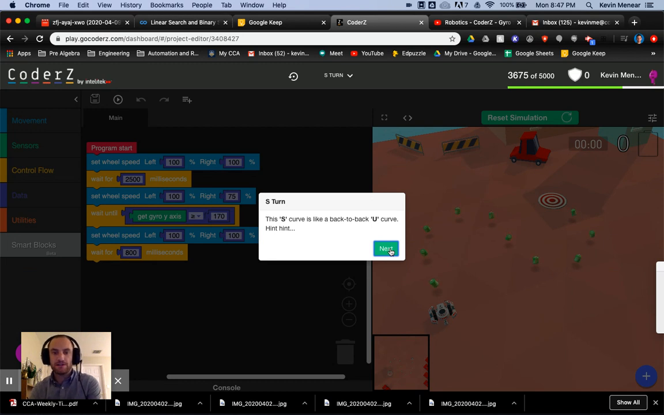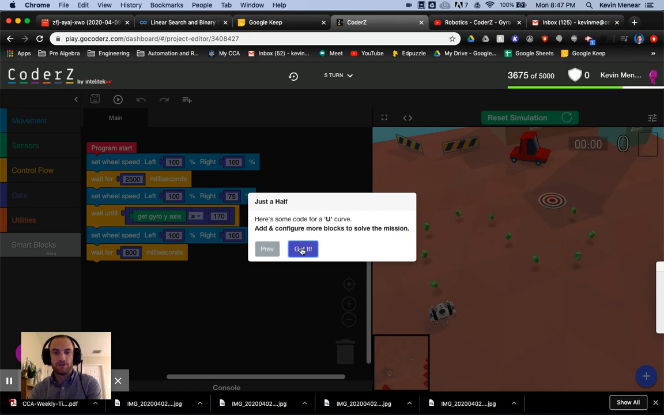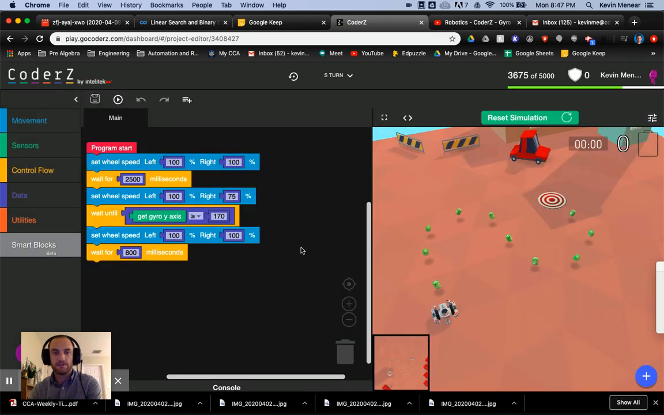Okay, this S curve is like a back-to-back U curve, hint, hint. Okay, here's some code for a U curve. Add and configure more blocks to solve the mission. Got it. Okay, so first you're going 100 and 100%. Wait for 2500 milliseconds. Then you're going to start this smooth turn. You see the left is going faster than the right, so it's going to turn to the right. Wait until it's greater than or equal to 170. Then it's going to go forward again.